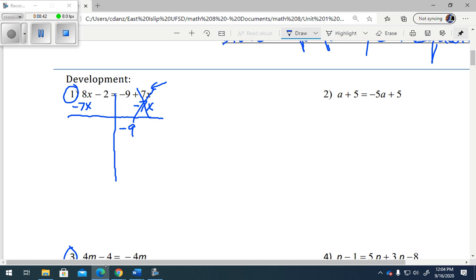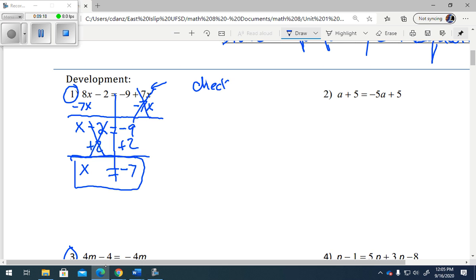And on the left side, 8x minus 7x is a 1x. I could write down 1x, or I could just write down x. There's also a -2 over here. So now the variables are just on the left side. Now it looks like a simple equation. All I have to do is add 2 to both sides. And I'm left with x equals -7. So you have to get used to getting variables to one side.